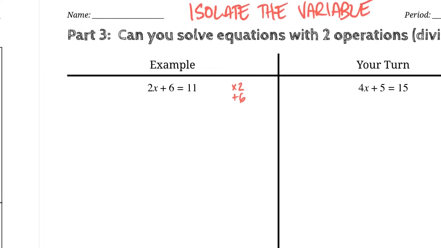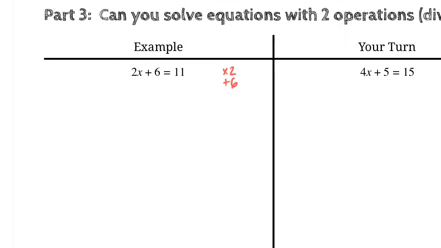So in this case, we have two things that we want to do. We want to do the opposite of multiplying by 2, so that's dividing by 2, and the opposite of adding 6, which is subtracting 6, but we also want to do them in the opposite order. So what we want to do is we actually want to subtract 6 first, and then we want to divide by 2. So it's the opposite operations in the opposite order.